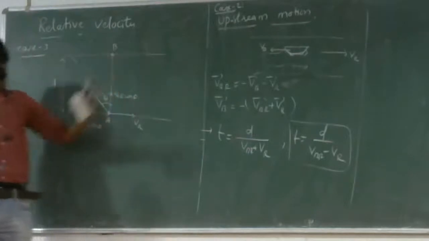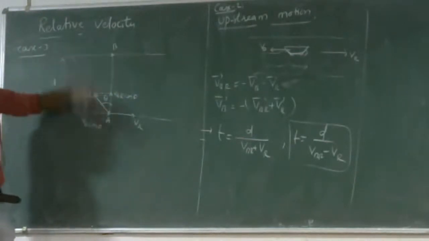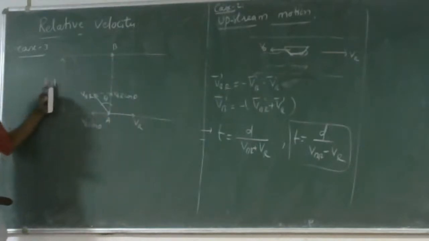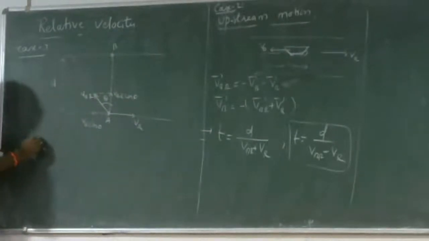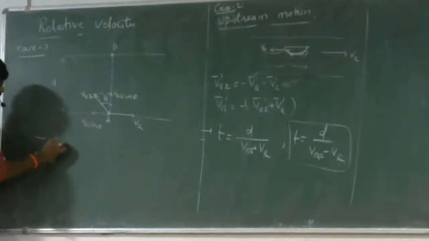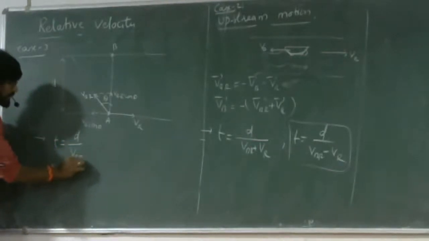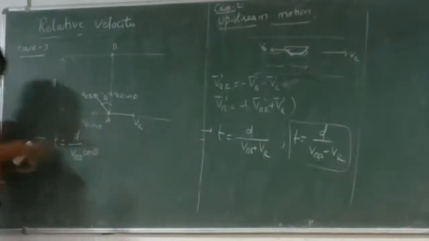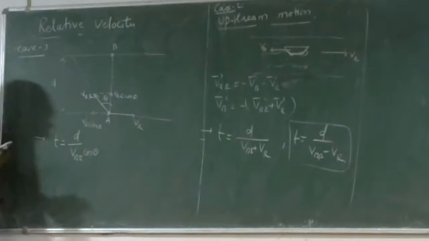Is it clear? So now, if you are asked to find the time taken to cross the river, it is the distance by velocity. The distance is nothing but the width. Velocity is this. So this by this gives you the time taken to cross the river in the shortest distance path. So what is the time taken to cross the river in the shortest distance path? T is equal to D by VBR cos theta. Is it clear? Yes? Fine.